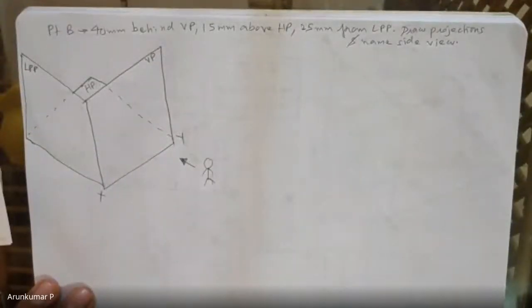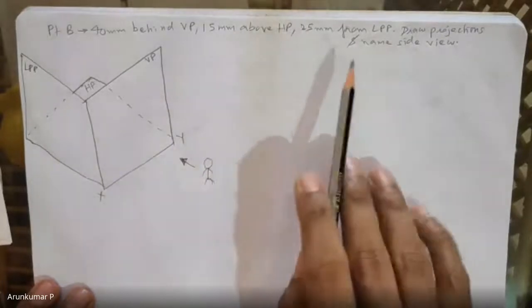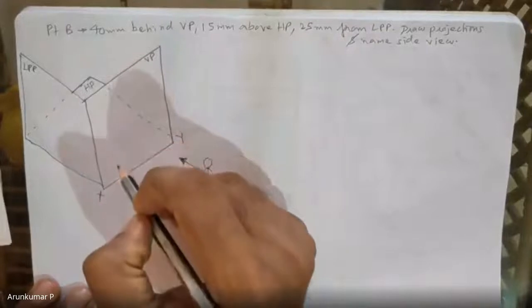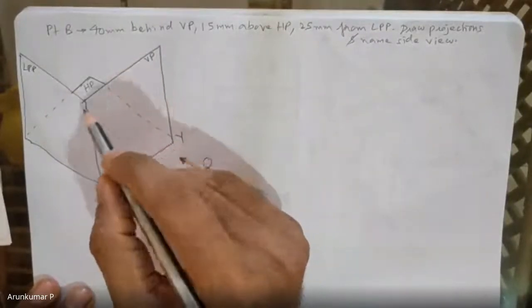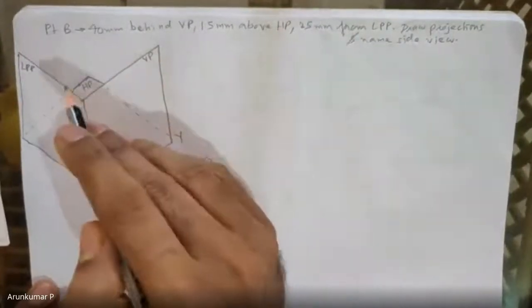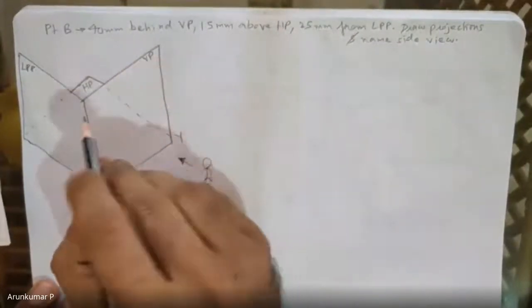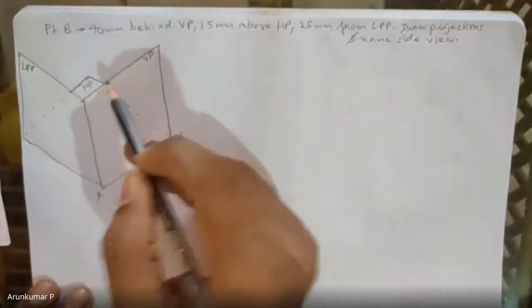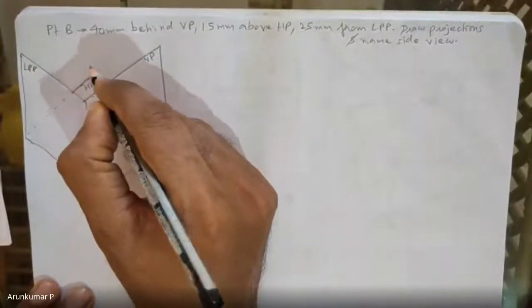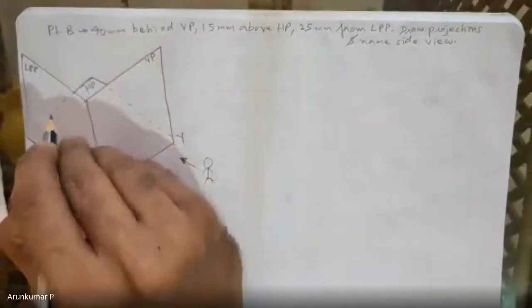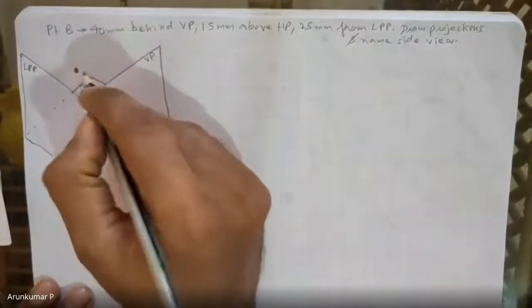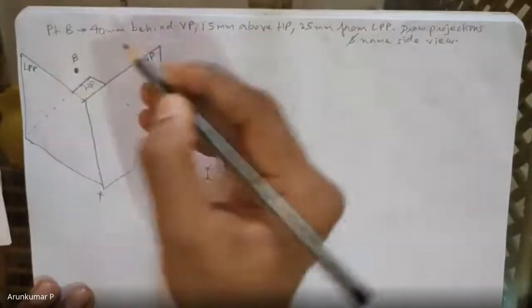Now the point B is to be located. So B is 40 mm behind, 15 mm above, and 25 mm from LPP. So this 25 mm from LPP is important. That is the first thing to be considered. So 25 mm from LPP, I think it may come somewhere here. Yeah, maybe somewhere around here. So this is the point B.